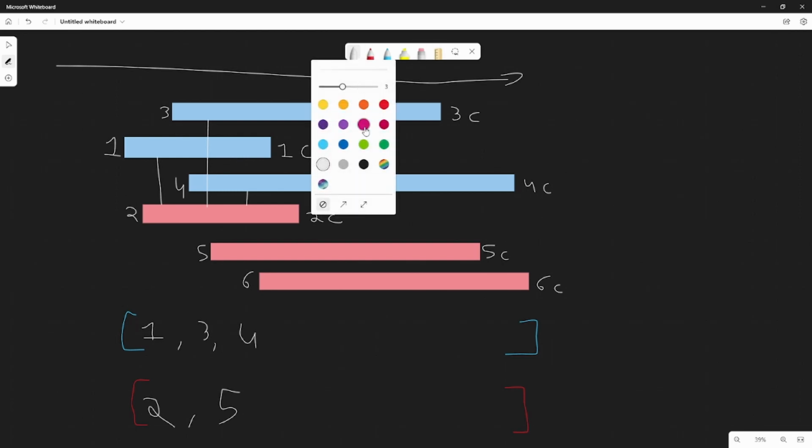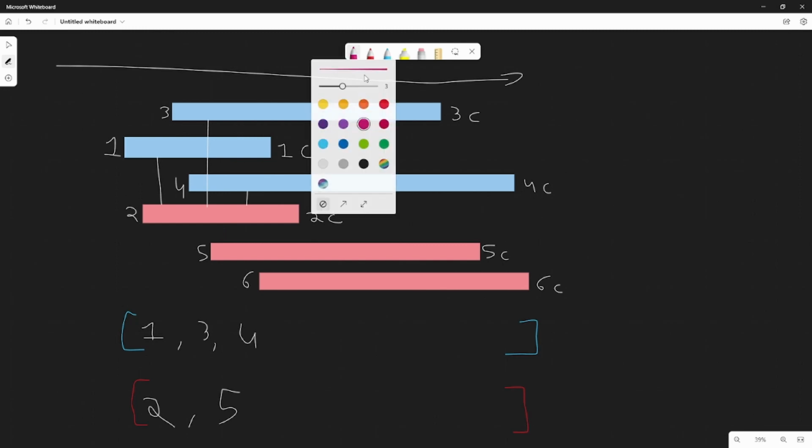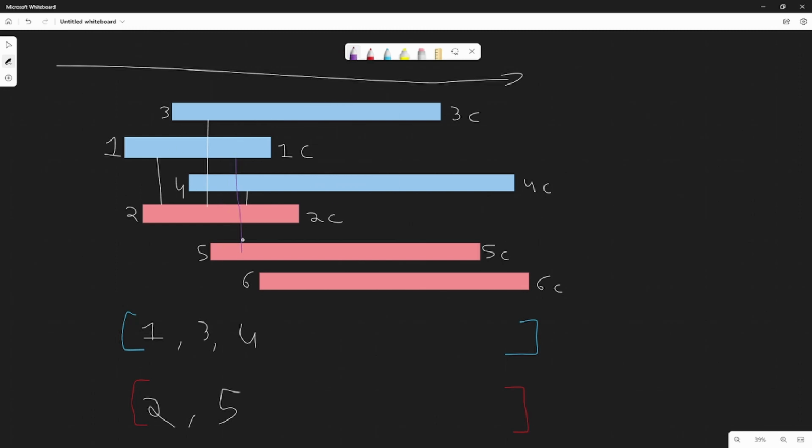Let me do this in a different color. So it would connect with 1, perhaps yellow maybe. Okay, that's not good. Let's try purple. So it would connect with 1, 3, and with 4. But I'm still leaving 1, 3, and 4 in the blue set.